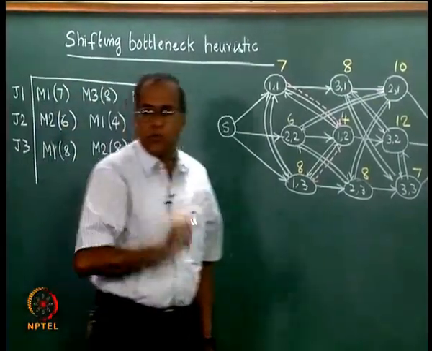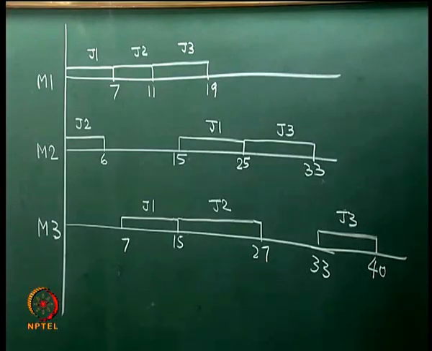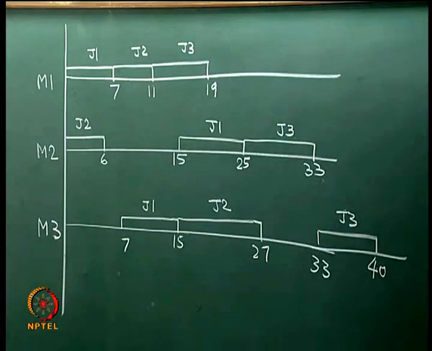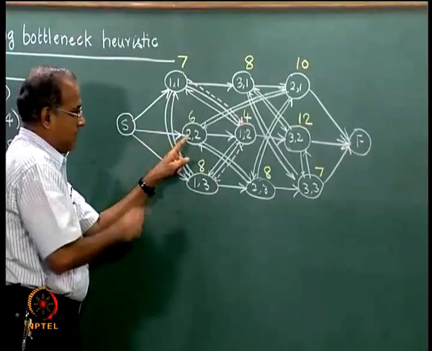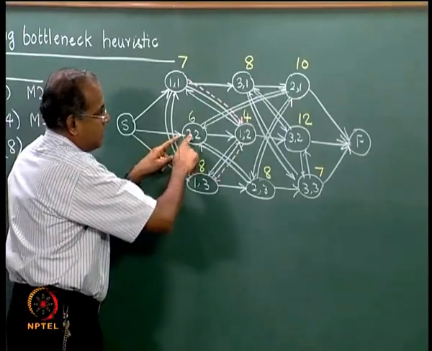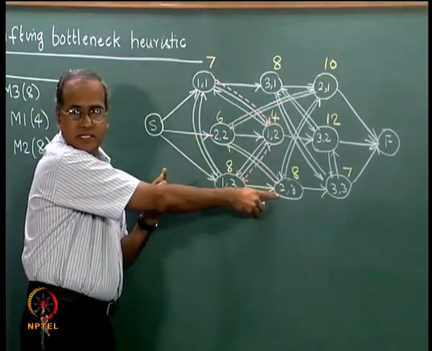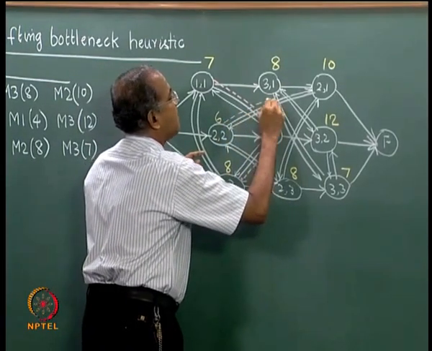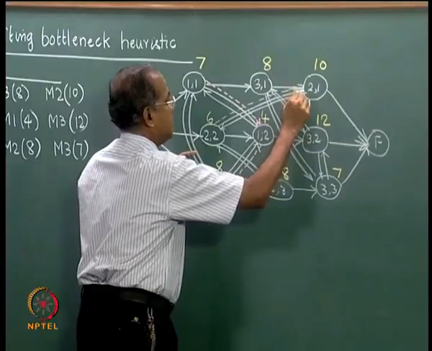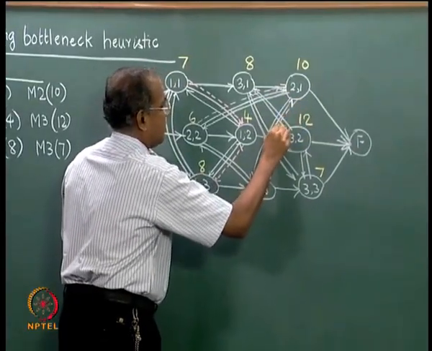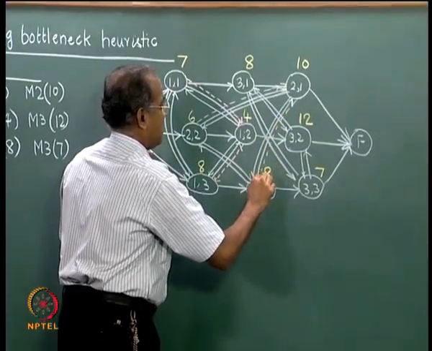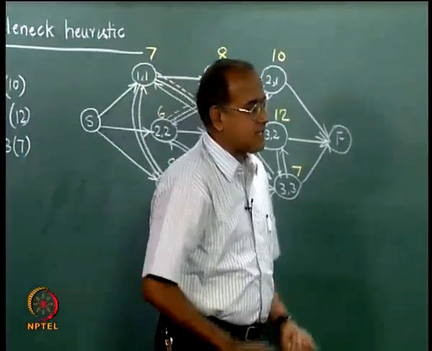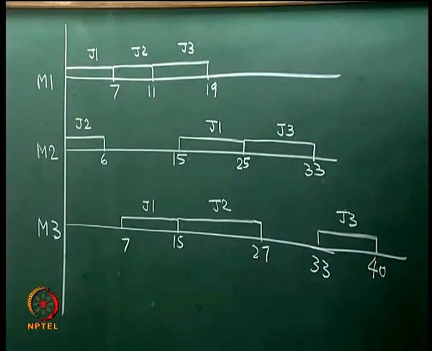Now, let us look at M2 on the SPT chart and realize that the order is J2, J1 and then J3. So, on M2 first it is doing J2, then it is doing J1 and then it is doing J3. So, let us replace this with this arc here and then this arc which is this.